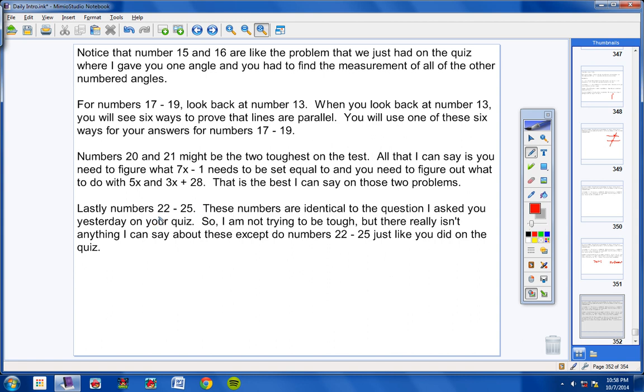Lastly, numbers 22 through 25, these numbers are identical to the question I asked you yesterday on your quiz. So I'm not trying to be tough, but there really isn't anything I can say about these except do numbers 22 through 25 just like you did on the quiz, okay?